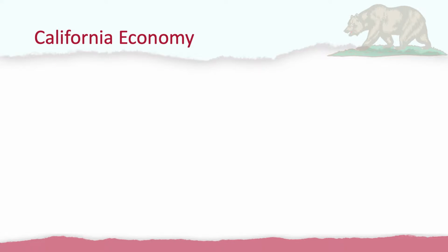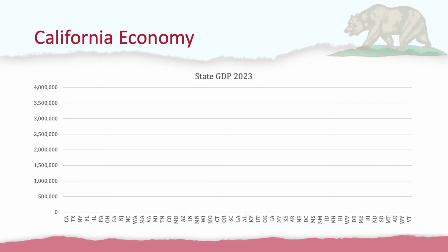California's economy is huge. Its 2023 gross domestic product, the total value of goods and services produced in the state that year, was more than $3.75 billion. The next closest state, Texas, had a total GDP that year of about $2.4 billion, and from there, New York, Florida, Illinois, Pennsylvania, and Ohio follow.